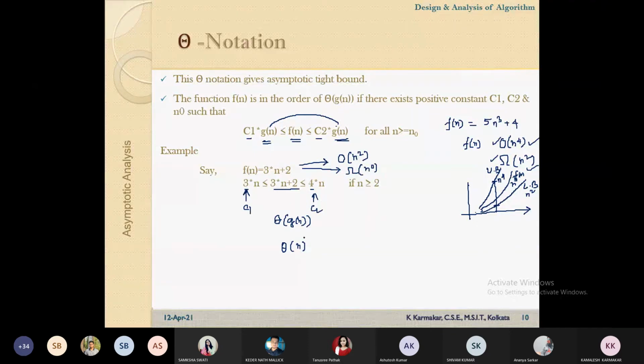So in this way, it will help us to reduce the gap between the upper bound and lower bound. If we can represent a function in this way, obviously this one is beneficial. So in most cases, we will try to analyze the complexity of an algorithm using big theta representation instead of big O or big omega.